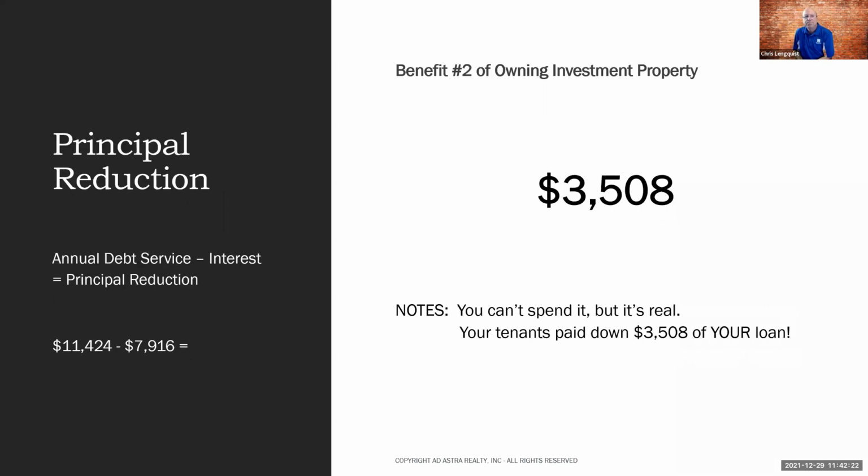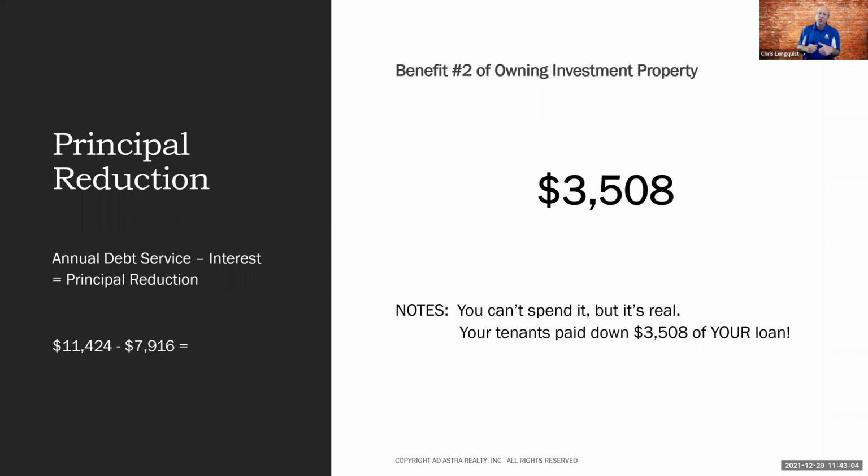Benefit number two is principal reduction. This is by far my favorite. When you really understand this, it might be your favorite too. Principal reduction is your annual debt service minus the interest equals principal reduction. So if you take that $11,424, and after the first year, you will have paid $7,916 of that will be interest, which means $3,508 is principal reduction. Your tenants paid off your mortgage in the tune of $3,508.